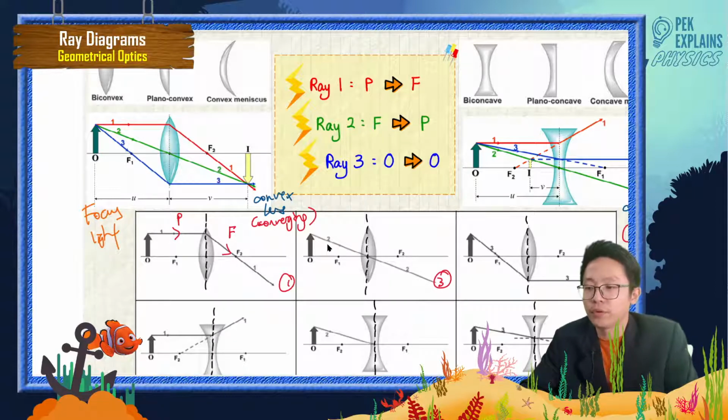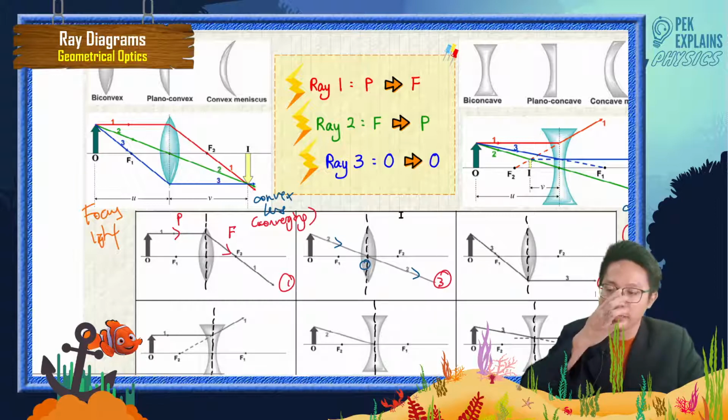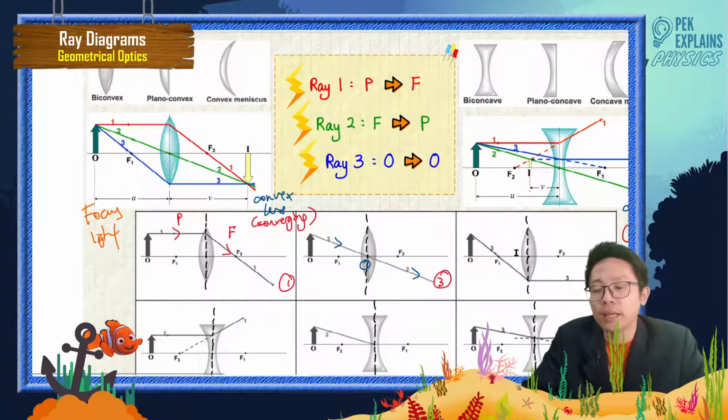So for ray 3, it passes through the optical center. This at the center here is O, the optical center. It passes through undeflected, just passing through without any deflection. That's ray 3. And then for ray 2, it passes through the focal point, then goes parallel. Passing through the focal point and then back to parallel.